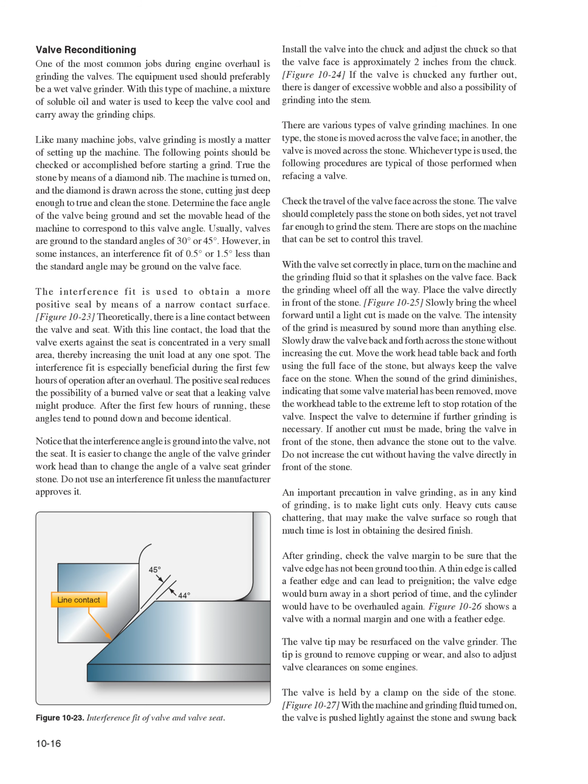True the stone by means of a diamond nib. The machine is turned on, and the diamond is drawn across the stone, cutting just deep enough to true and clean the stone. Determine the face angle of the valve being ground and set the movable head of the machine to correspond to this valve angle. Usually, valves are ground to the standard angles of 30 degrees or 45 degrees. However, in some instances, an interference fit of 0.5 degrees or 1.5 degrees less than the standard angle may be ground on the valve face.